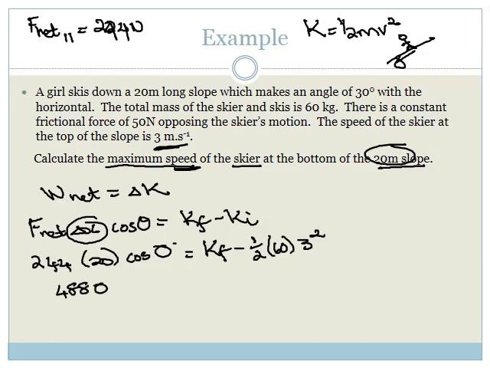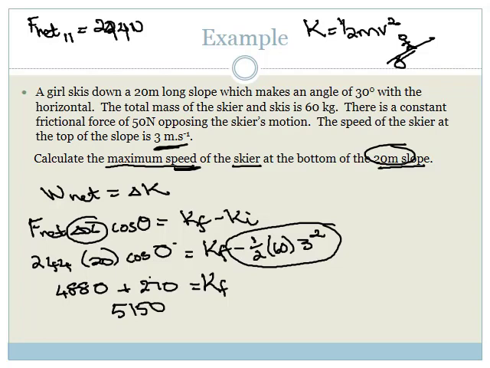4,880. Okay, when we take this across, what does it become? It becomes a plus, and it's 0.5 times 60 times 3 squared, which is 9, and that becomes 270, is equal to the final kinetic energy. So if we add that, plus 4880, that is 5150, which is equal to the final kinetic energy.